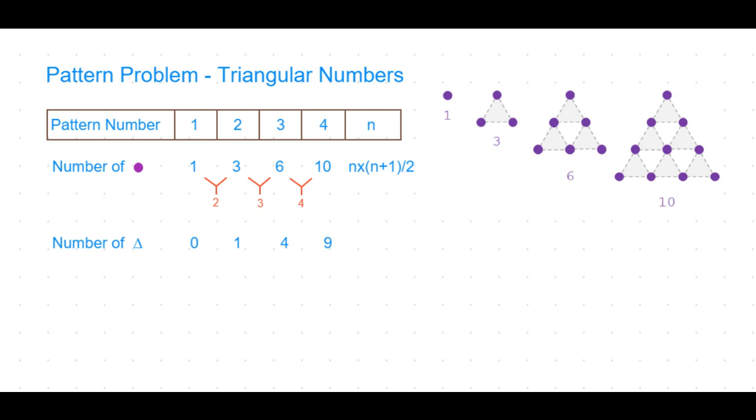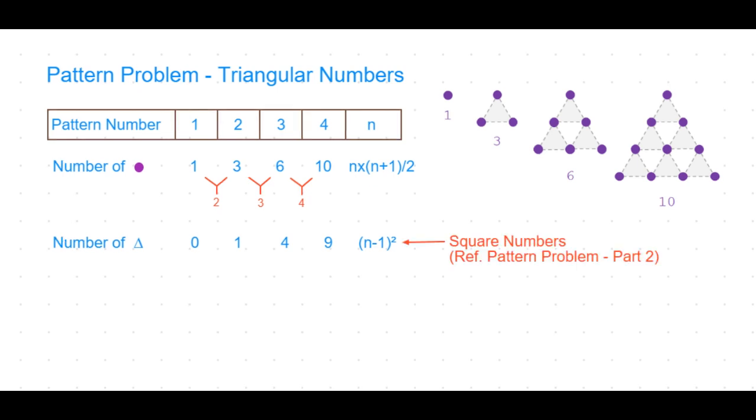So the formula would be the square numbers, n minus 1, the whole square here. Or if the numbers had been starting from 1, 4, 9, and 16, it would be n square. This is what we call square numbers. So under the same question, one part could follow triangular numbers, and another variable could follow a square number pattern. For this, please refer to part 2 of the video.